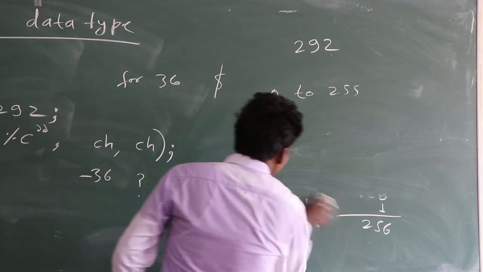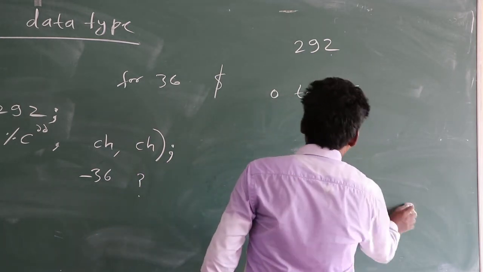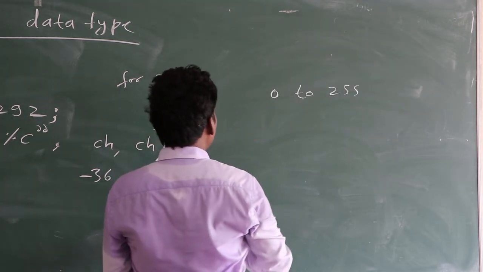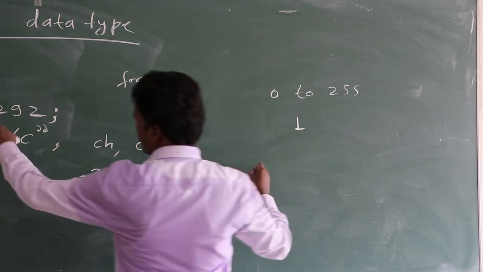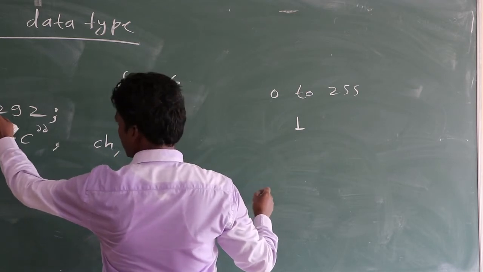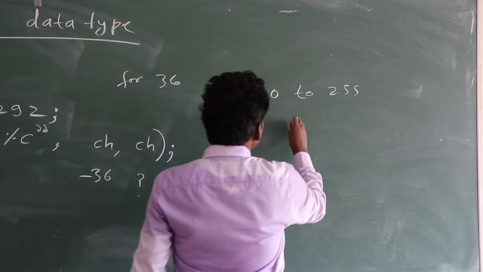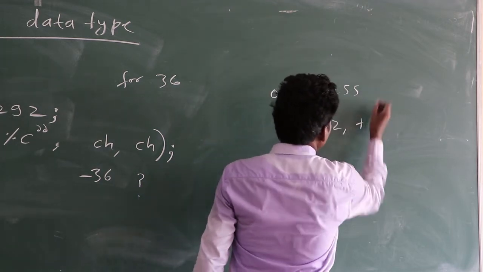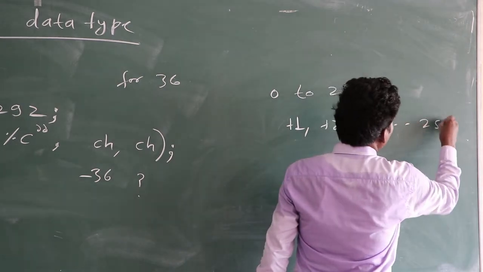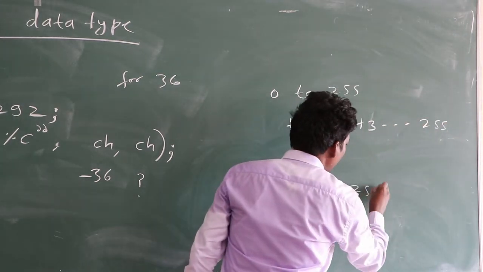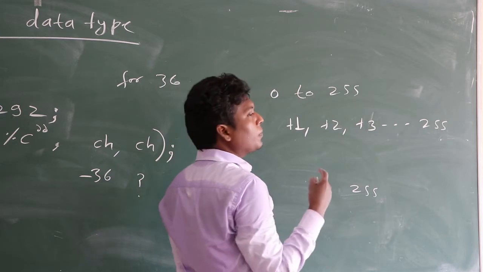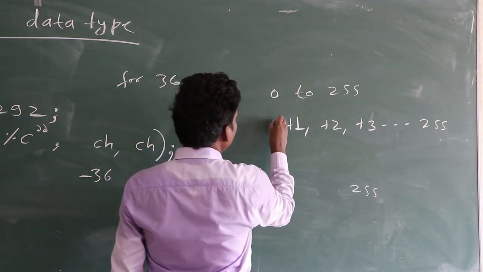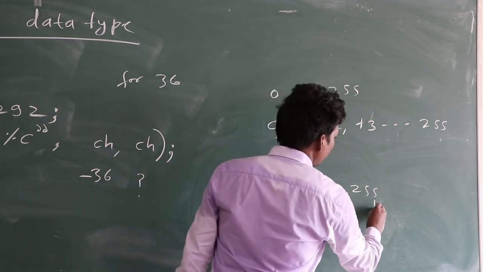The compiler reduces this 292 within the unsigned char range, that is 0 to 255. So we start from 1. If the value is positive, and by default it is positive, there is no sign, 292 is positive. The value starts with +1, +2, +3 and goes up to 255. Total value is 255. When you attempt 255 plus 1, the value will be 0. So for 0 there is 1.